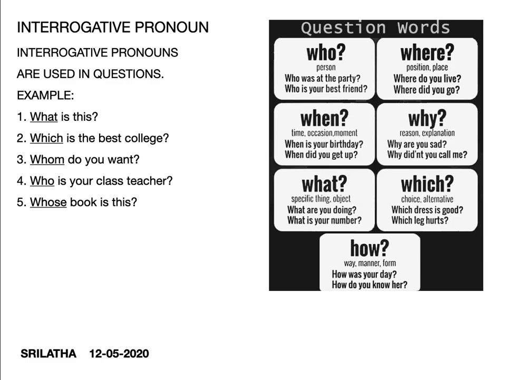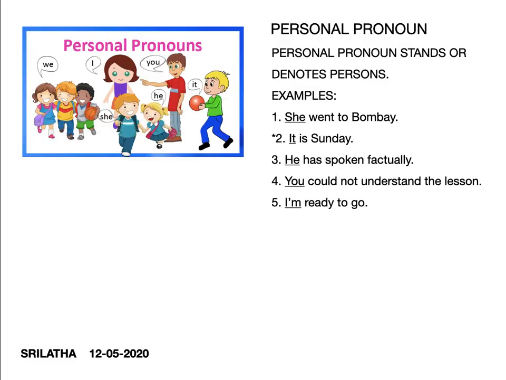Now let us move on to the next kind of pronoun, personal pronoun. Personal pronoun stands or denotes persons. For example, she went to Bombay. It is Sunday. He has spoken factually. Here the words she, it and he are personal pronouns. It is a personal as well as impersonal pronoun.